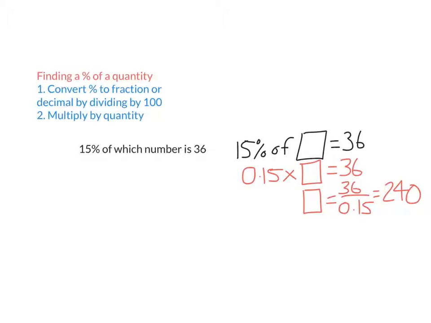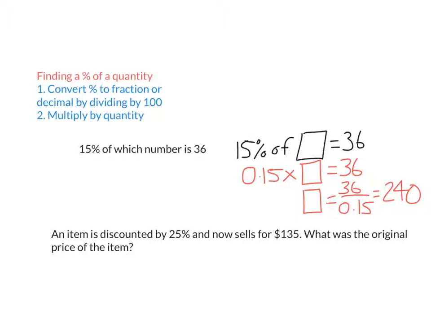Let's look at a slightly harder question. An item was discounted by 25% and now costs $135. What was the original price? Again, we've started with a number we don't know, we've discounted it by 25%, we've applied a percent to it, and we're left with $135. So we're finding the original amount.